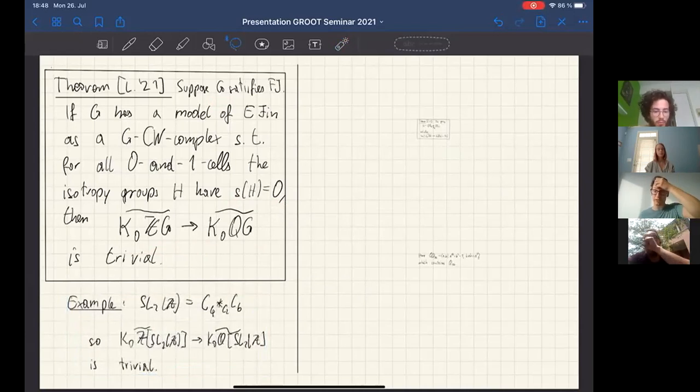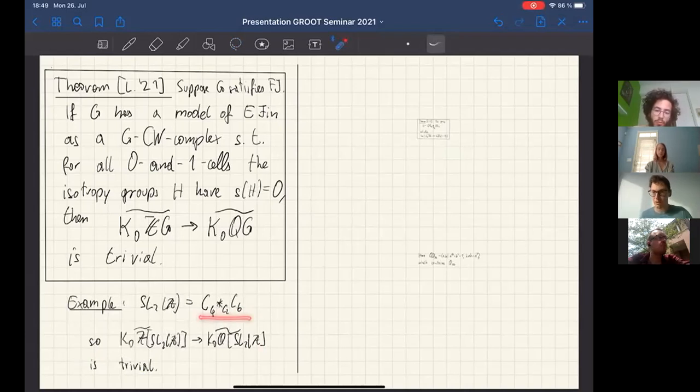So if I look at SL2 over the integers, the one case that I was interested in at the beginning, then this has a nice description as a group: you have the C4 and the C6 sitting inside it, and it's actually given as a free product over the subgroup C2.